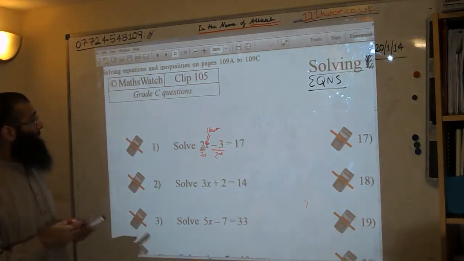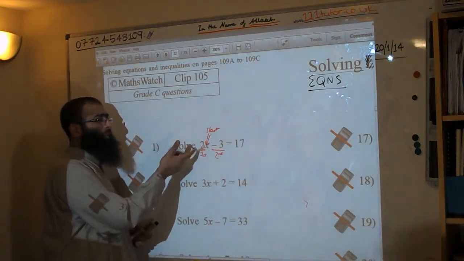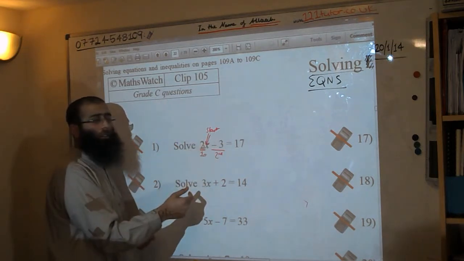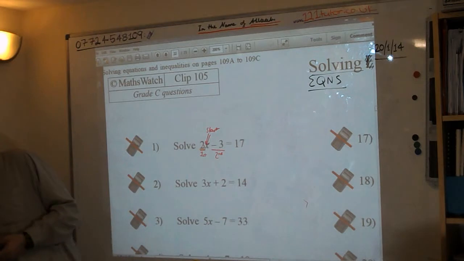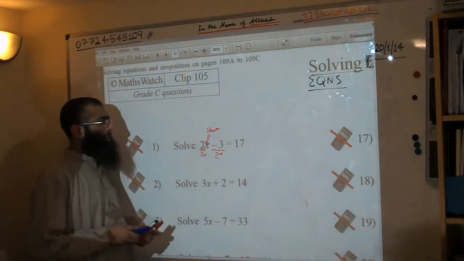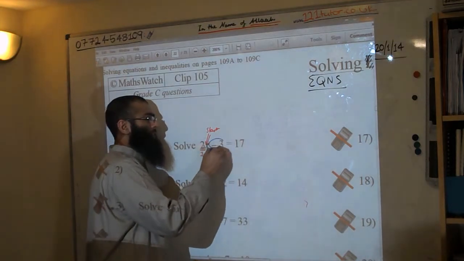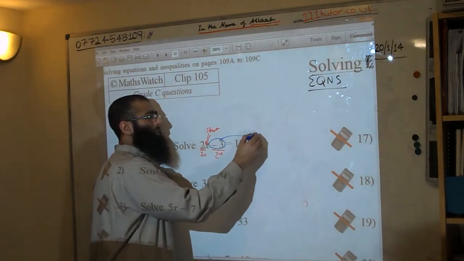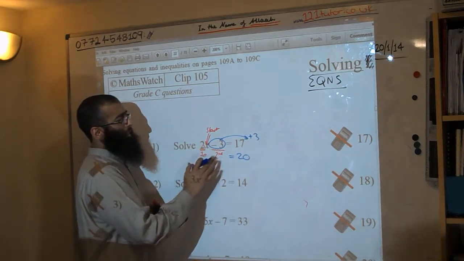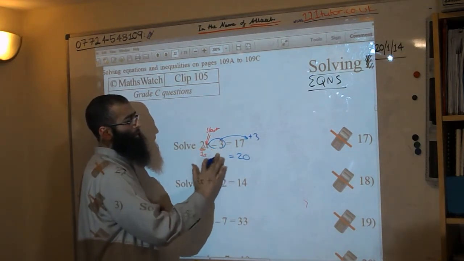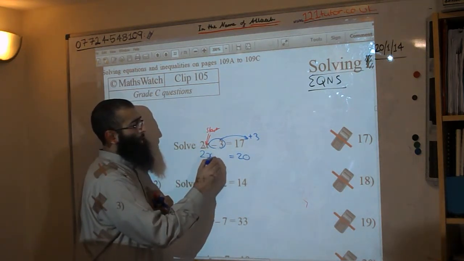Once we've identified the actions, we have the first thing that's been done to the x and the second thing that's been done. We have to now solve moving the items in reverse order. So the last thing to be done was the minus 3, so we move that first. Opposite of minus 3 is plus 3, so we have 20. So what we've got left over is 2x is equal to 20.